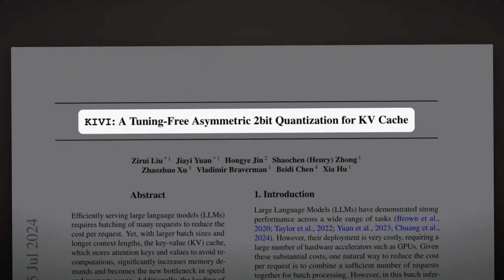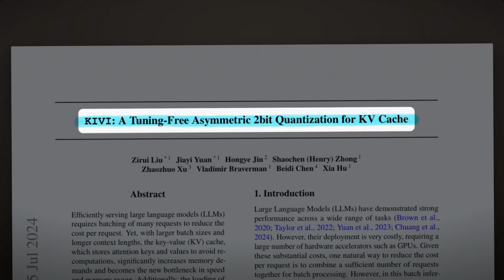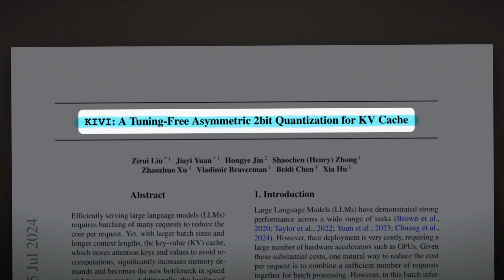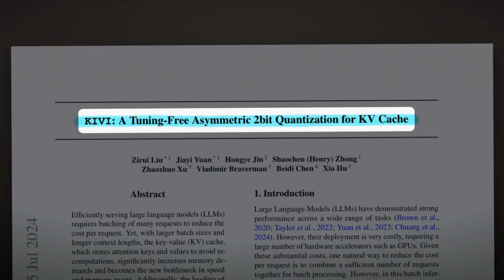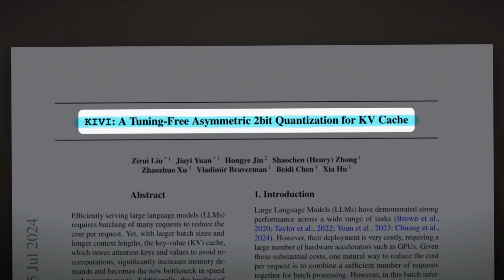Let's break down the core idea behind this paper. KIVI, a tuning-free asymmetric 2-bit quantization for the KV cache, from Rice University and collaborators. It's a beautifully simple trick for shrinking the biggest hidden cost in serving large language models, and you don't have to retrain anything to use it.